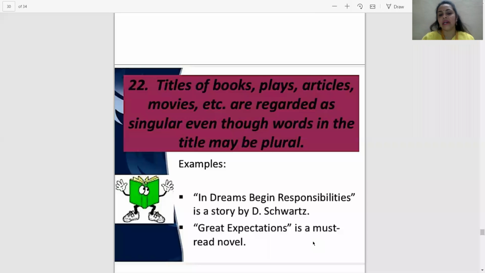For example, Great Expectations. If we use this term normally, then of course it will be plural. But then it's the name of a novel, so that is why it is termed singular. Clear?